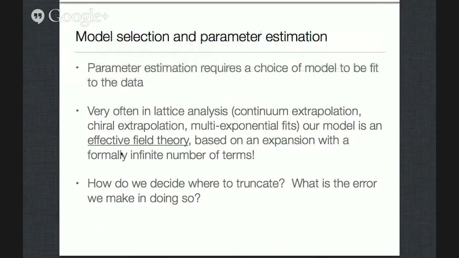All right, I'm going to go to my second topic, which is model selection, unless there are any more questions about the first part of my talk. Okay.